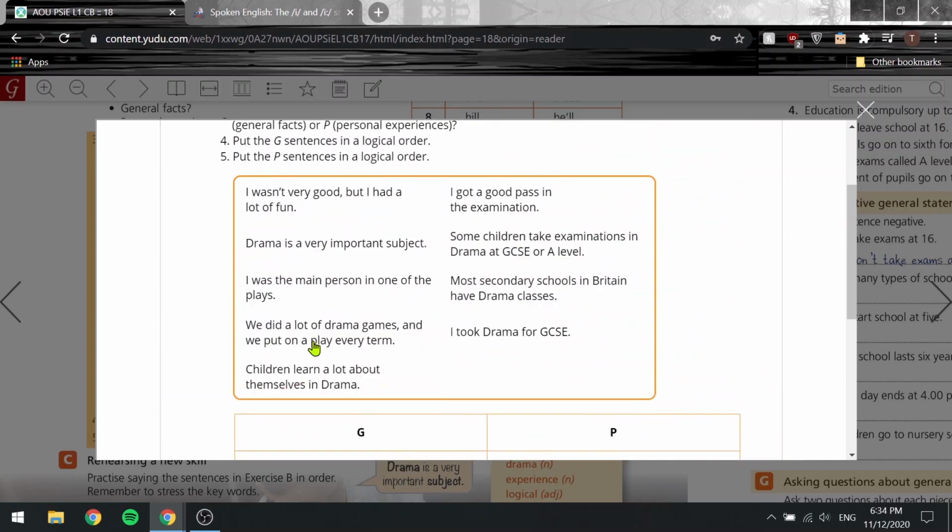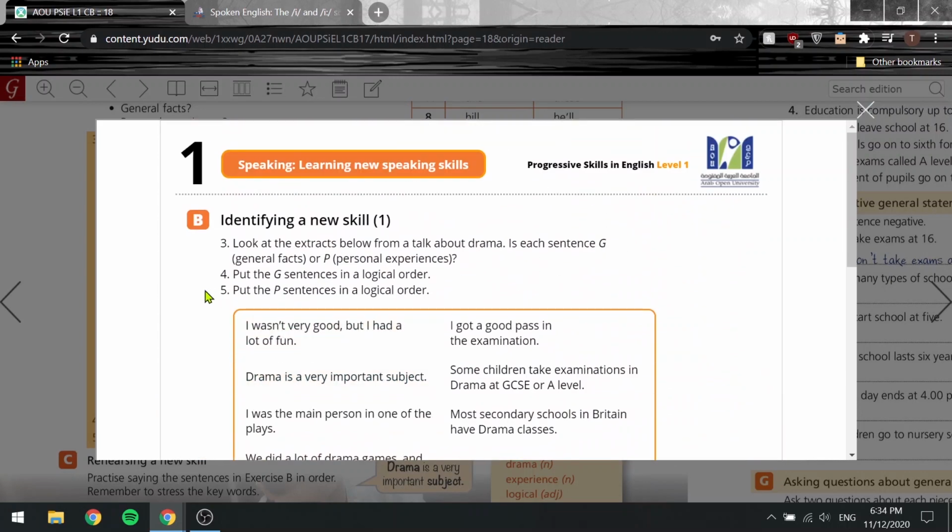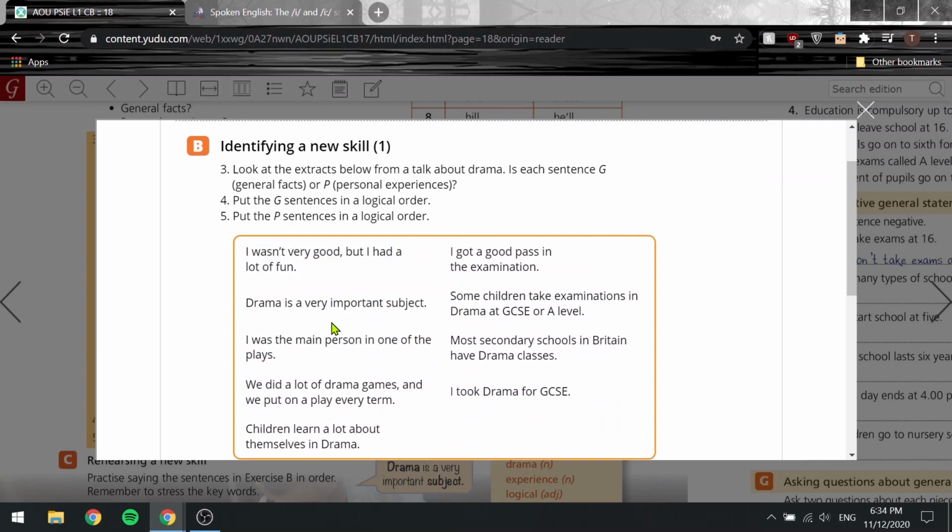Okay? Now let's go to exercise 3 based on what we just said. Okay, so look at the extracts below from the talk about drama. In each sentence, write G, which stands for general facts, or P, personal experiences. So is each sentence here a personal experience or is it a general fact? Put the G sentences in a logical order, something that makes sense, and put the P sentences in a logical order.